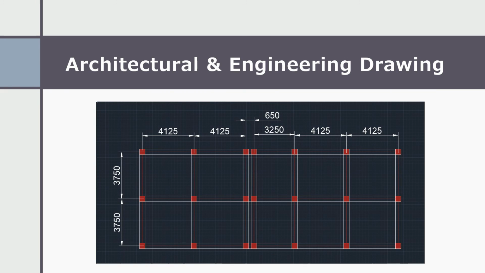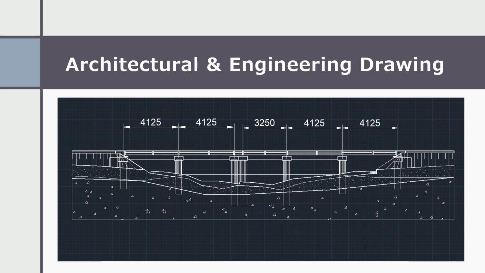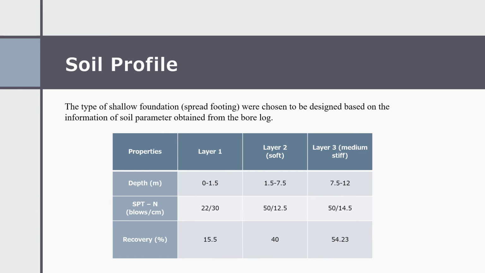The next part is the drawing for this project. This drawing shows the arrangement of footing and column for this project. Next is the structural layout for the bridge. Soil profile. The type of shallow foundation was chosen to be designed based on the information of soil parameters obtained from the bore log.